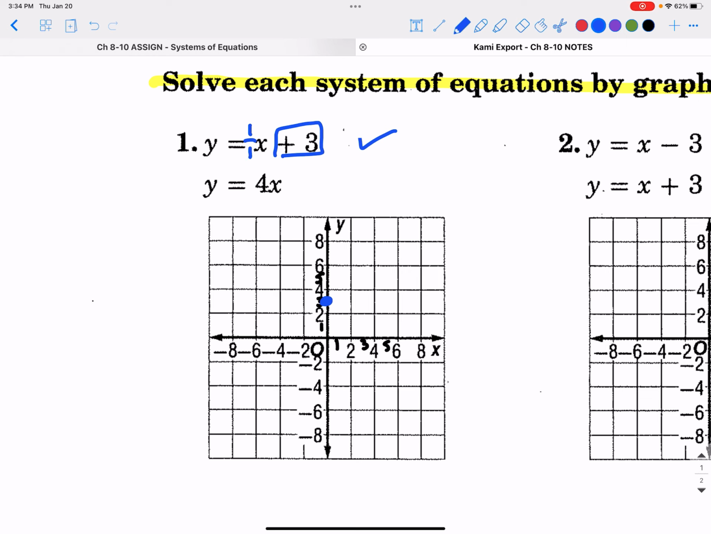Okay, and be careful here. Going up from 3, up 1 would be up to 4. Going over 1, or running 1, you would run halfway to 2, which is right here in the middle.